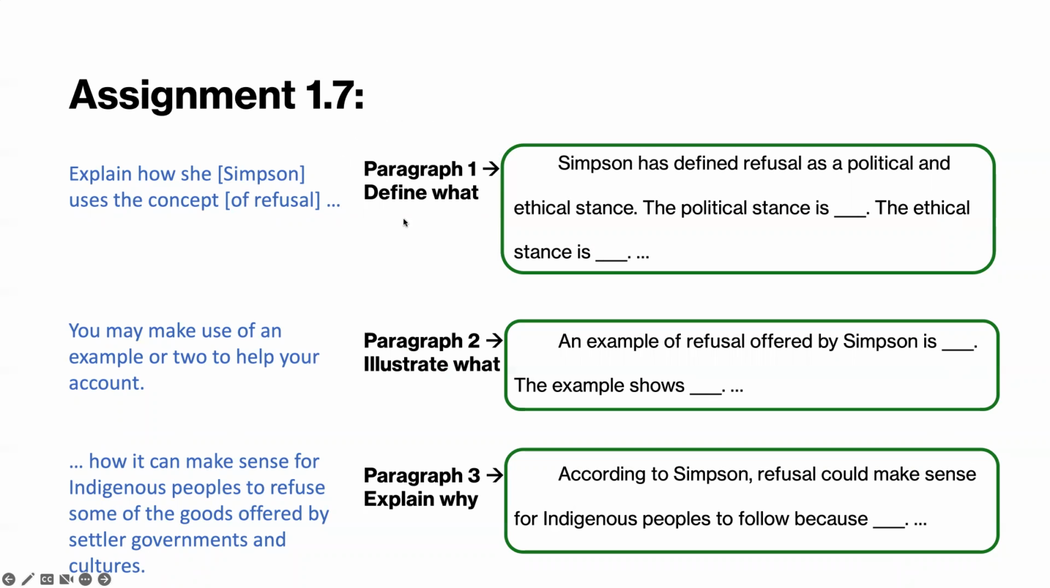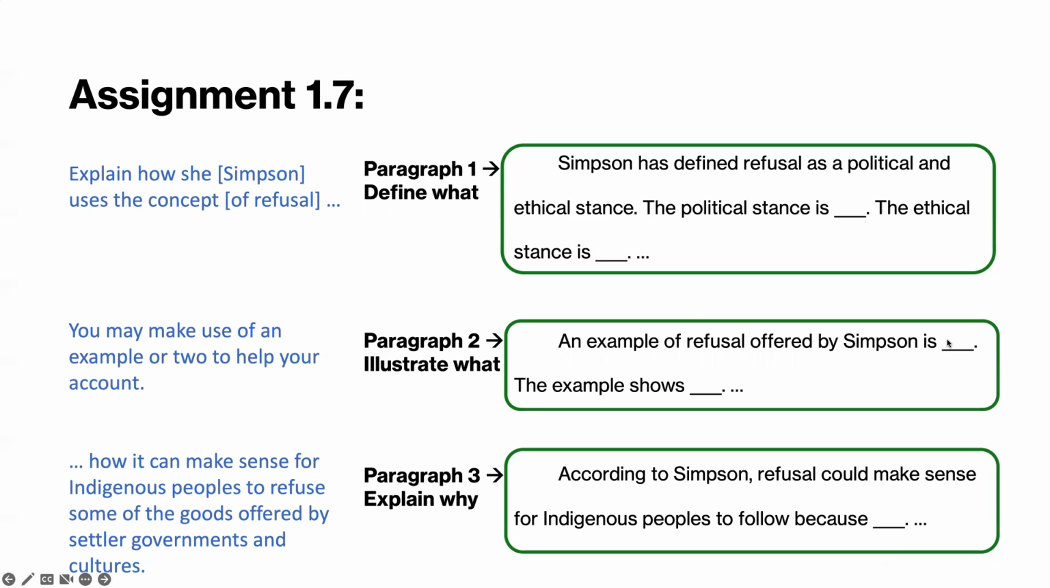I think it makes sense to define what Simpson says refusal is in the first paragraph. In the second paragraph, I think it makes sense to illustrate. And in the third paragraph, I think it makes sense to explain why Indigenous people should refuse. Defining what: Simpson has defined refusal as a political and ethical stance. That's a possible way that I'll go through in the tutorial.